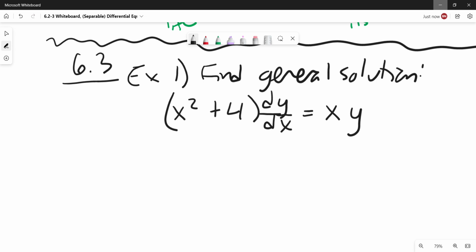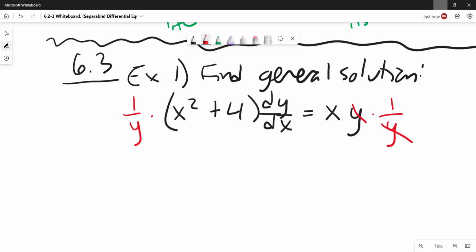xy. Okay, so again, first step is get all the x's on one side, all the y's on the other side, where your dy has to be in the numerator, dx has to be in the numerator. So it looks like our y's must be on the left side. So we're going to have to multiply both sides by 1 over y, because dy is in the numerator on the left side. So there goes the y.